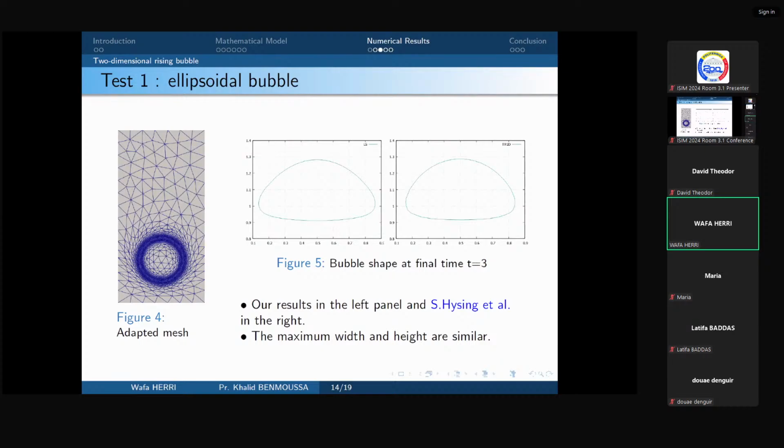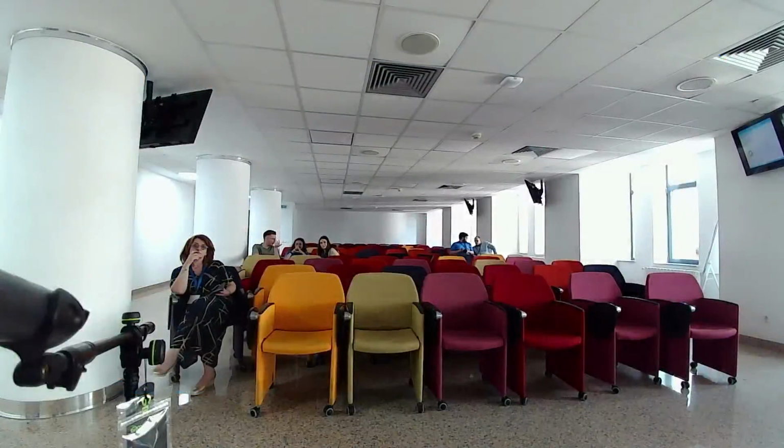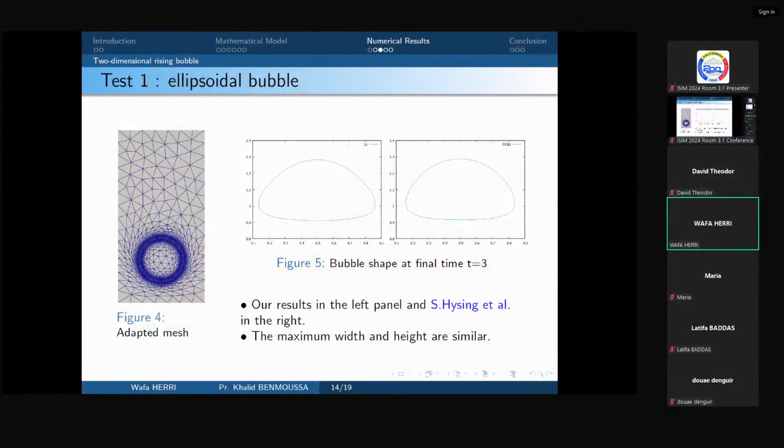Illustration 4 shows the initial mesh used in our simulation after adaptation. It is important to note that the approach to solving this problem is performed in a decoupled manner. First, we solve the Navier-Stokes equations to determine the velocity, and then we use this velocity in the transport equation to calculate the new position of the interface.